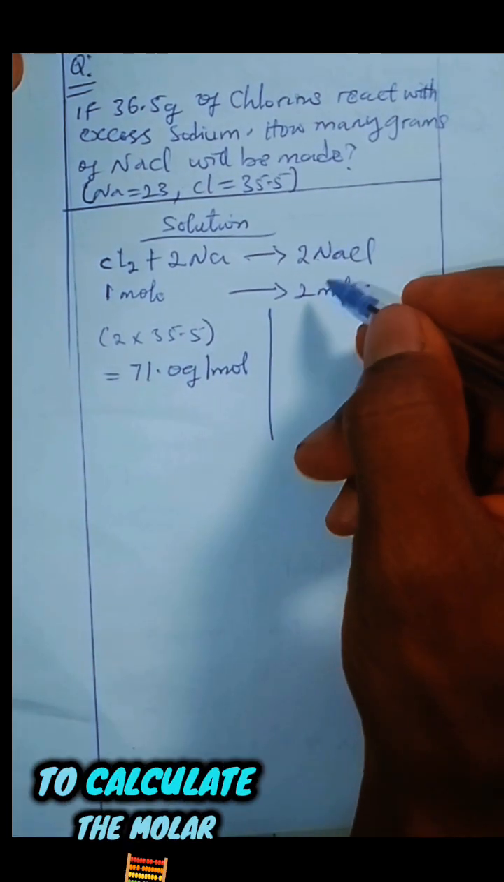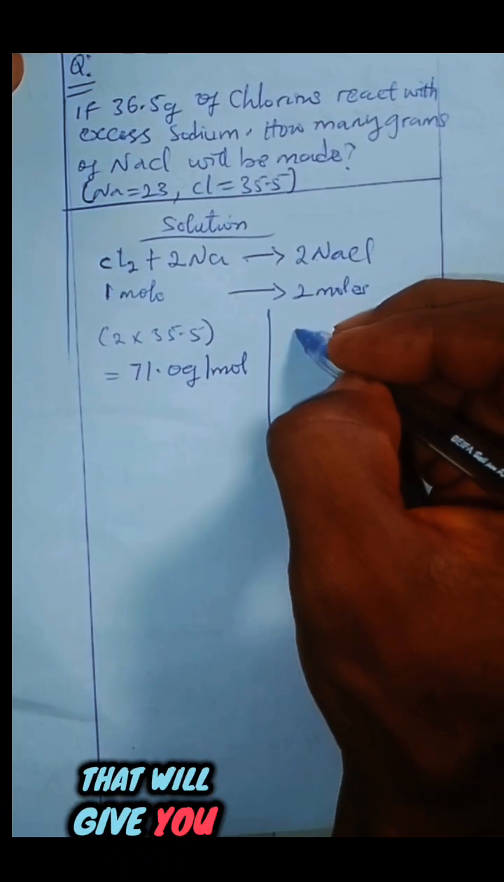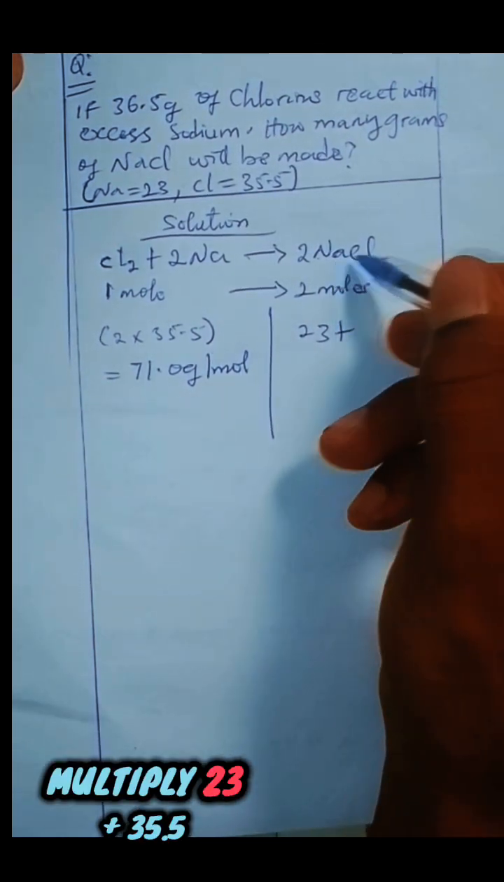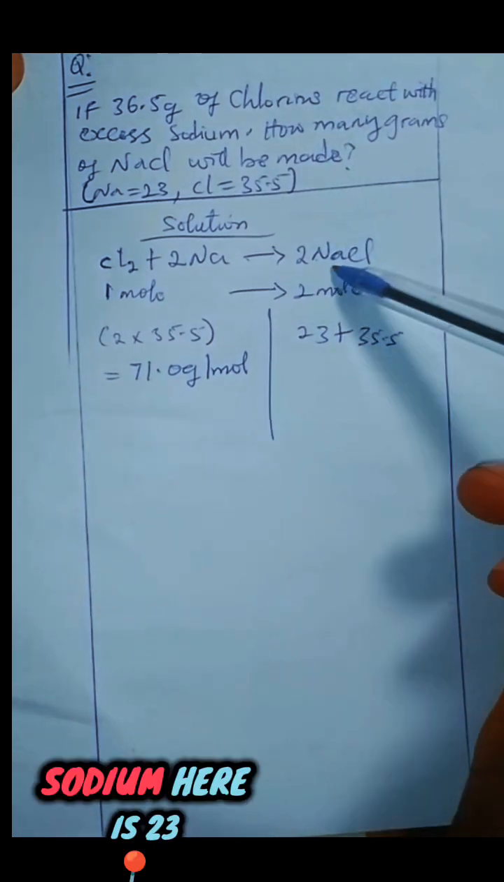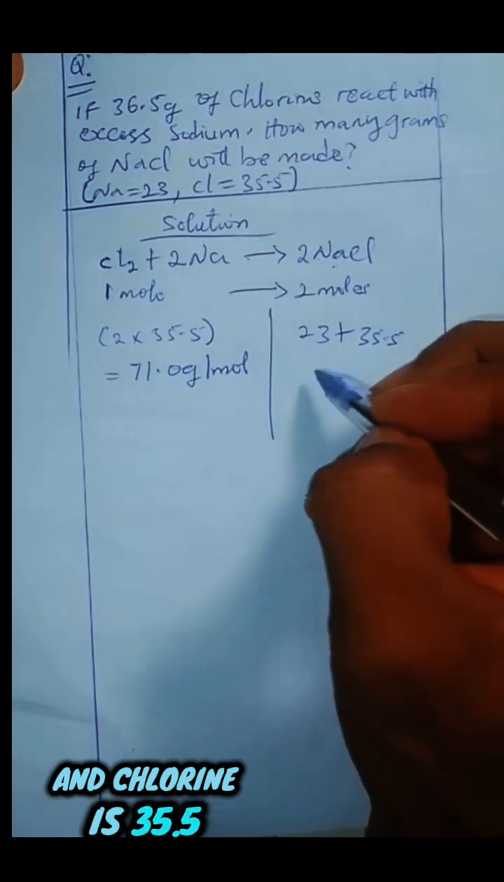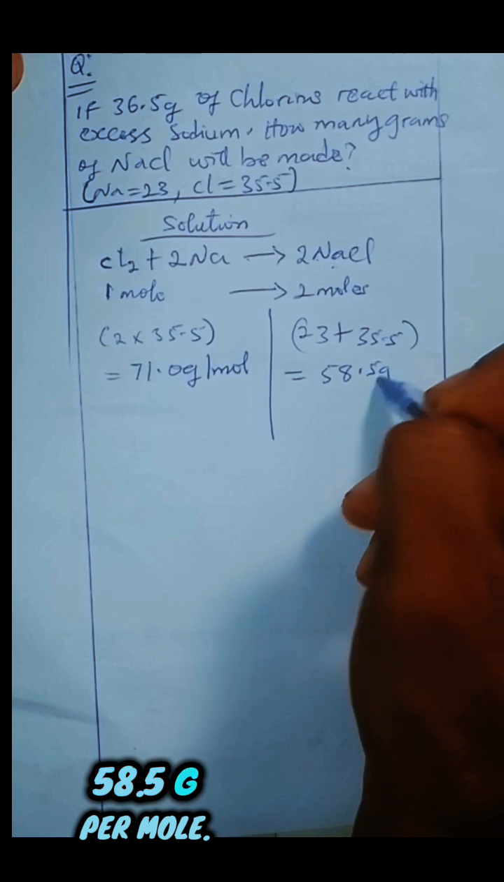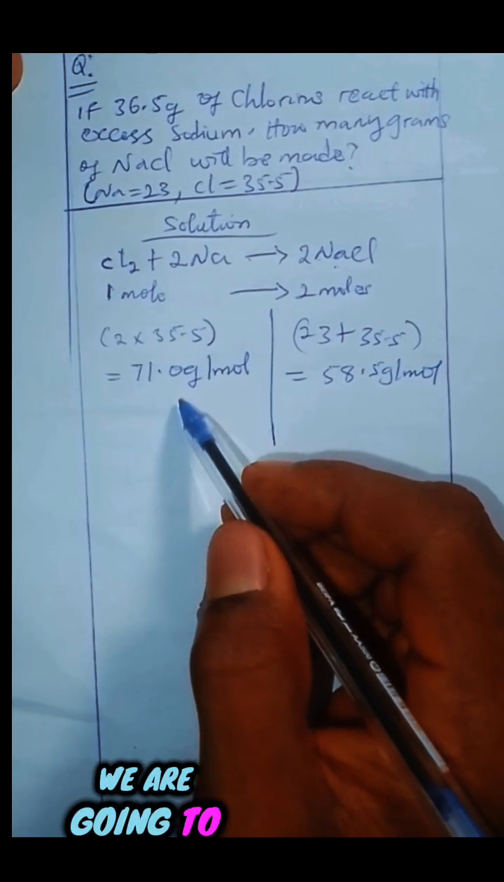Now we are going to calculate the molar mass of sodium chloride here. That will give you 23 plus 35.5. Sodium here is 23 and chlorine is 35.5. That will give us 58.5 gram per mole. So now that we have the molar mass, we are going to calculate the number of moles.